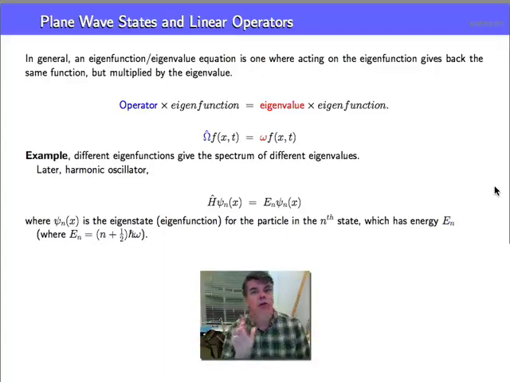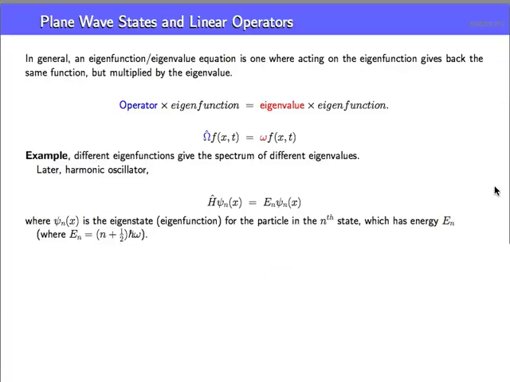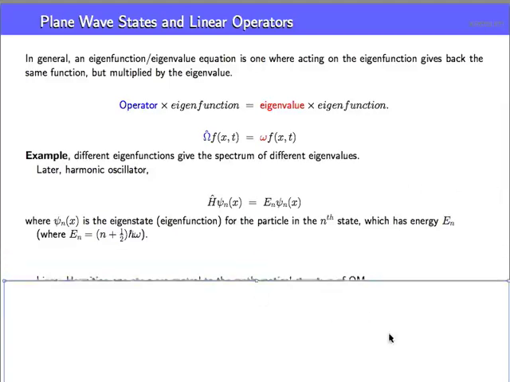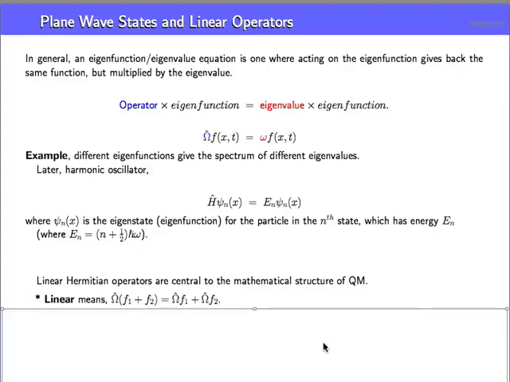Okay, lastly, I want to conclude by clarifying a little bit those two terms I used before: linear and Hermitian. What are those? What does that mean? Linear Hermitian operators are central to the mathematical structure. I just want to give a little bit, and we'll come back to this later in more depth, what they are. But linear, actually, we can explain completely.